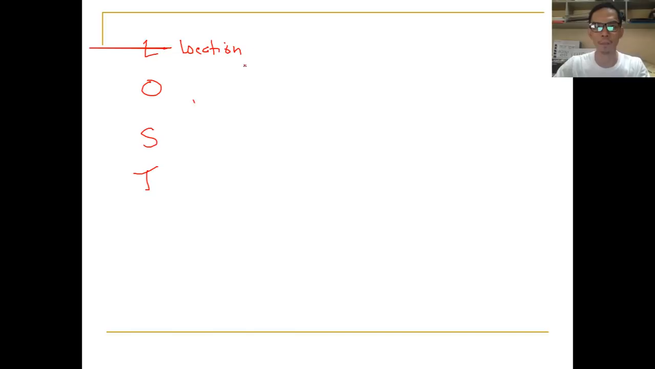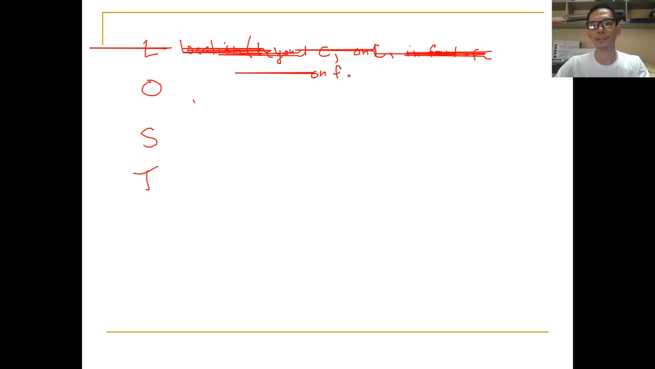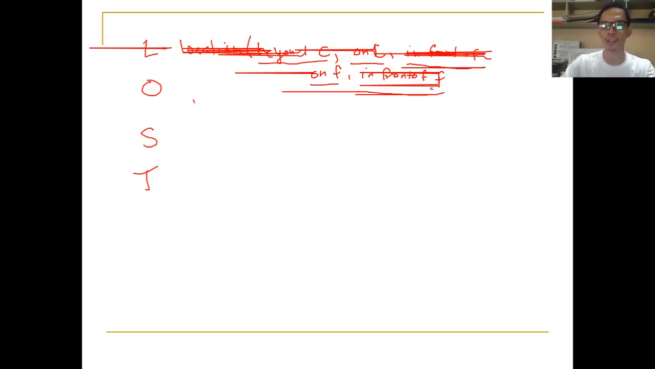Is it beyond C? Or on C? Next one, in front of C, or should I say on F? Next one, in front of F. So again, the location can be beyond C, on C, in front of C, on F, and in front of F. Okay, so that is your location.